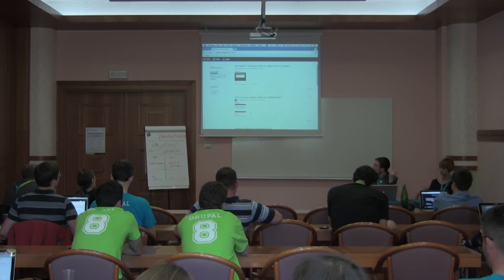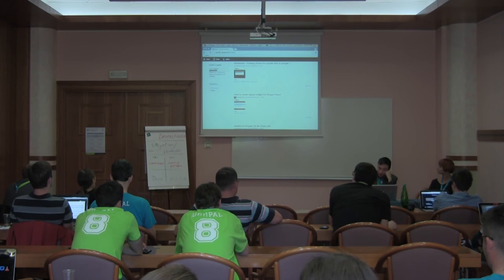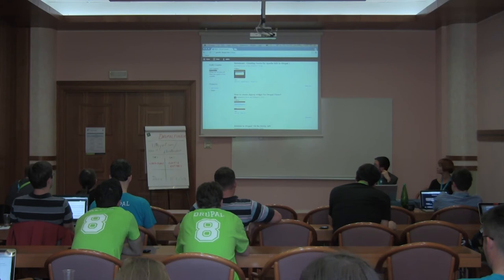The voting widget that is provided by the Vote Up/Down module and Vote Up/Down Terms module. Shall I go into some technical details, or is anyone interested in that? Yeah, okay.